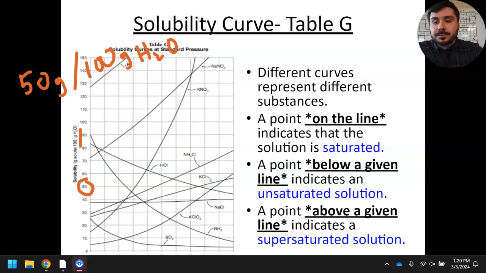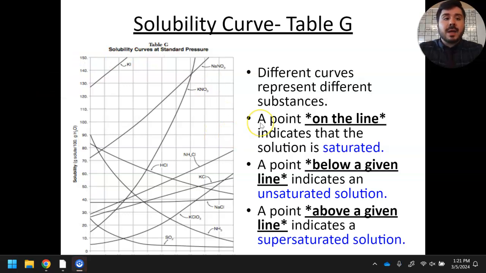Okay, so for example, if I had 50 grams of, I don't know, KNO3, 50 grams of KNO3 is going to be, hey, I'm dissolving 50 grams of KNO3, potassium nitrate, into 100 grams of water. And what is the solubility of that when I do that? Okay, so it's all based on your number of grams of that substance in 100 grams of water.